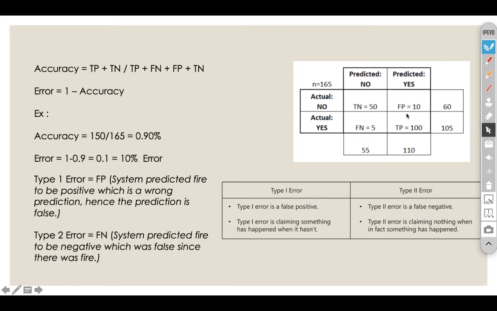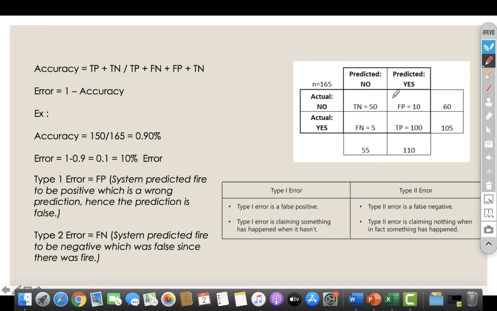So accuracy we calculate as true positive and true negative, so these two, divided by total number of events, in this case 165, and we also calculate error. The error is 1 minus accuracy. Example, in this case 150 is the total yes, that means the system predicted correct, divided by total events, so 90% is the accuracy, and the error rate is 1 minus 0.9, that means 10% error.